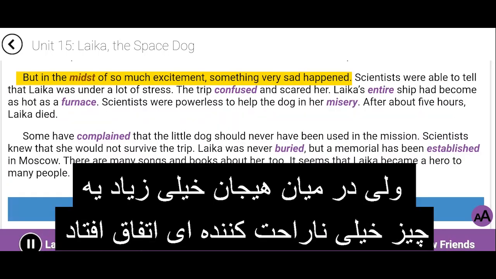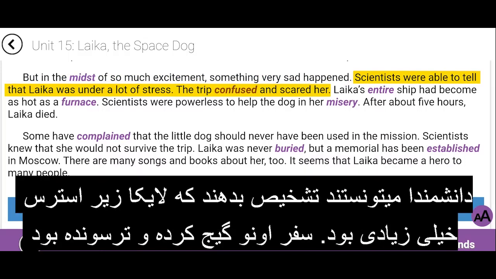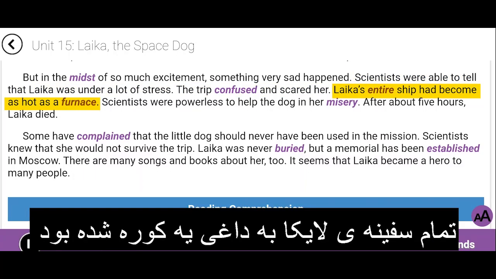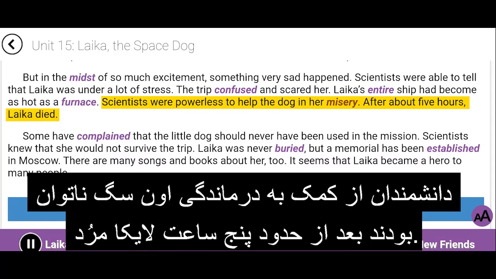But in the midst of so much excitement, something very sad happened. Scientists were able to tell that Laika was under a lot of stress. The trip confused and scared her. Laika's entire ship had become as hot as a furnace. Scientists were powerless to help the dog in her misery. After about 5 hours, Laika died.